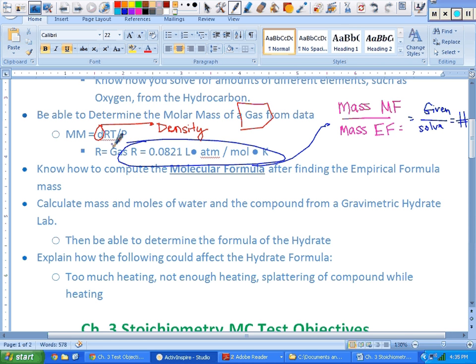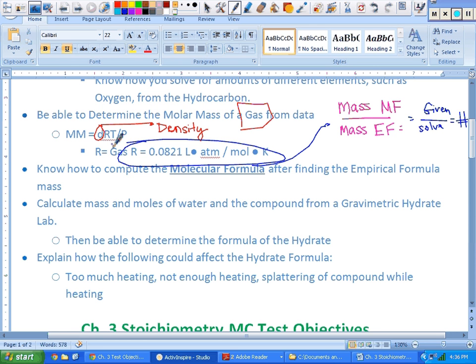All right. So, please, this is really important, guys. I've covered this in another part of the series. Calculate the mass and moles of water and the compound from a gravimetric hydrate lab. Here's what's going to happen. I'm going to take a compound that's got a hydrate in it, and I'm going to burn that thing.